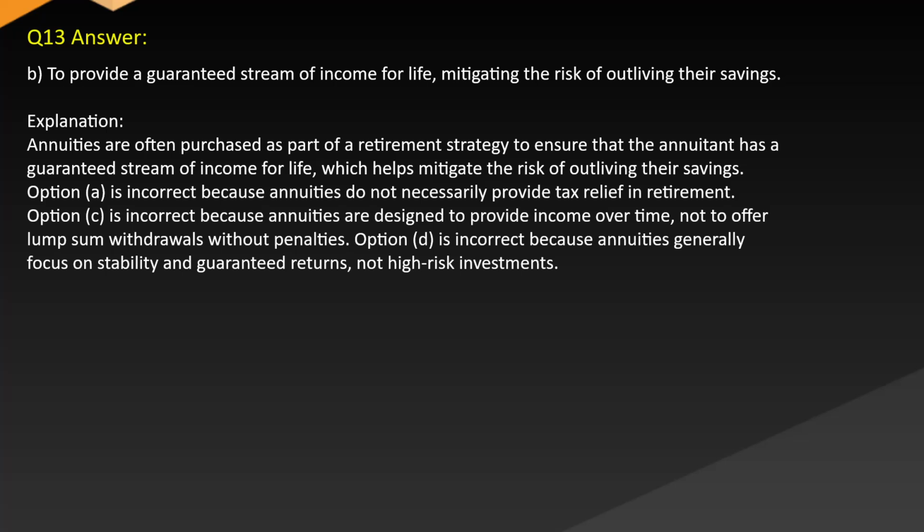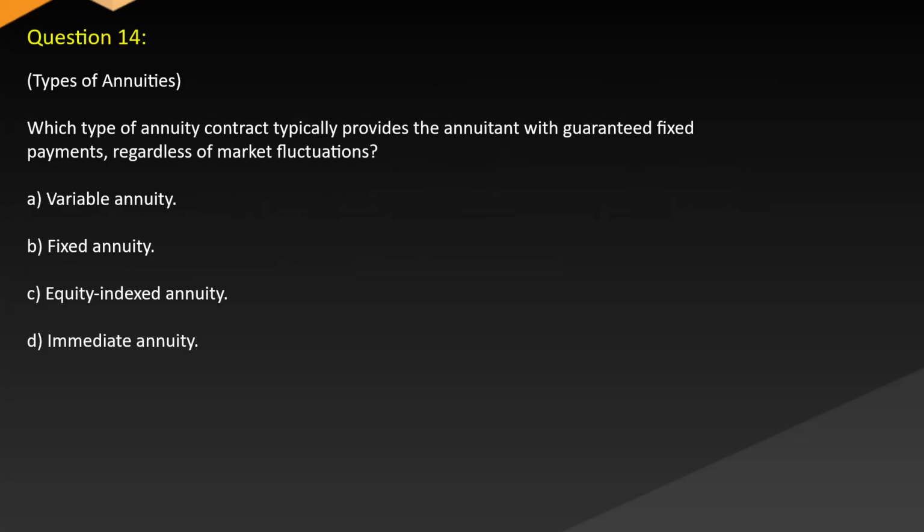Option A is incorrect because annuities do not necessarily provide tax relief in retirement. Option C is incorrect because annuities are designed to provide income over time, not to offer lump sum withdrawals without penalties. Option D is incorrect because annuities generally focus on stability and guaranteed returns, not high-risk investments. Question 14. Types of annuities.